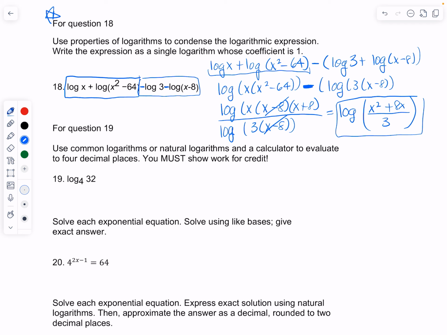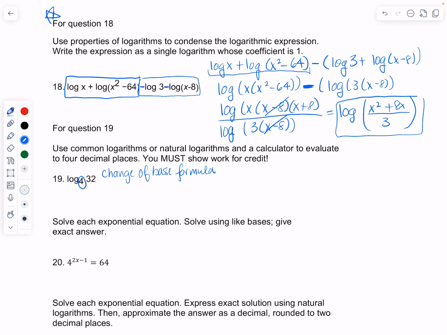All right, let's look at question 19. Use the common logarithms or natural logs and a calculator to evaluate to 4 decimal places. You must show work. Your calculator can't handle base 4, so you need to use the change of base formula.